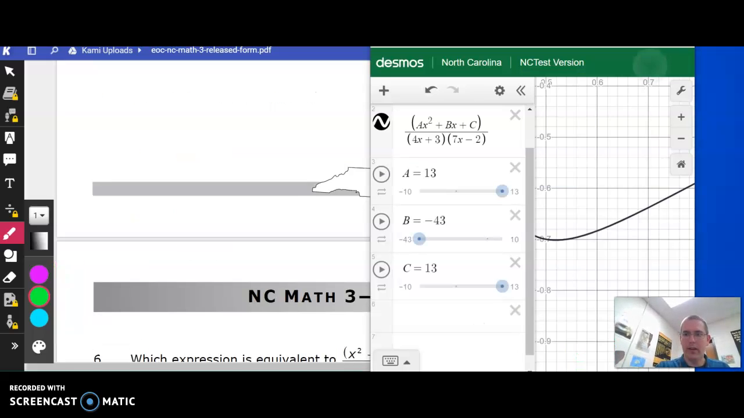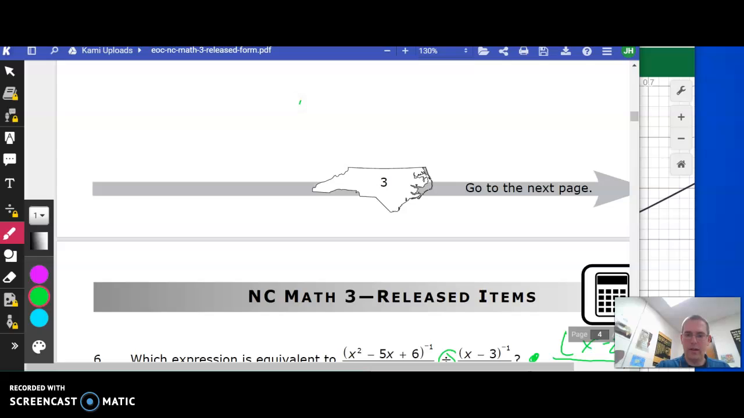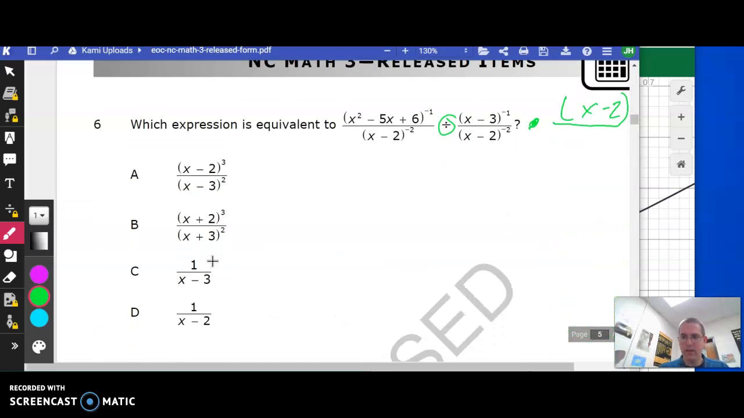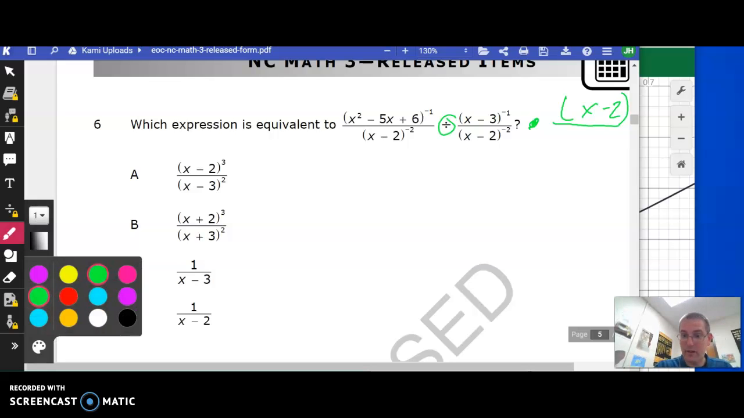Got too close to the edge of my screen there, and let's see if I can undo the damage. Yeah, there we are. The x minus 2 to the negative 2 needs to go on top. I don't have any room to write that to the negative 2, sorry. And that's an x minus 3 to the negative 1. I'll write to the negative 2 up there maybe.